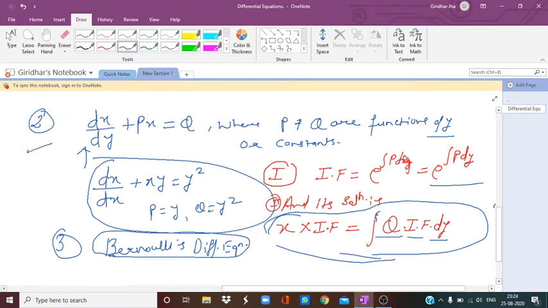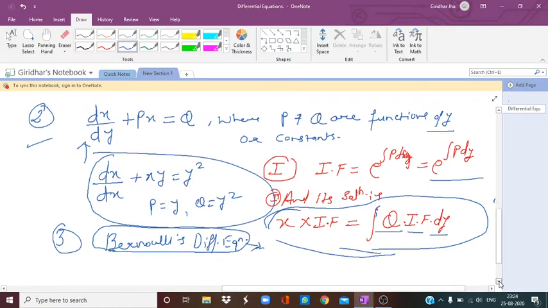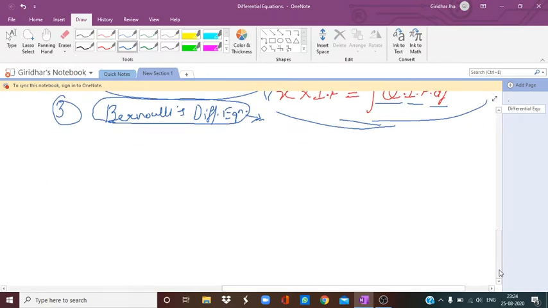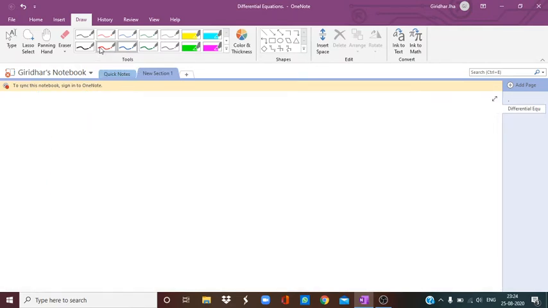First one dy by dx plus Py equals Q, second one dx by dy plus Px equals Q. Fine here. So in some books you will find Bernoulli's differential equation also. If somebody gets a problem, let me know, I will tell you how to solve it. But right now it is not necessary to discuss Bernoulli's. All forms are very simple, but you do these two only. If unfortunately some student gets a problem on Bernoulli's, let me know. I'll definitely tell you how to solve it. Now we'll discuss the problems based on linear differential equations with constant coefficients.